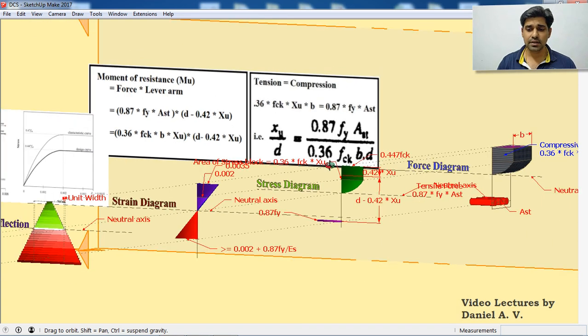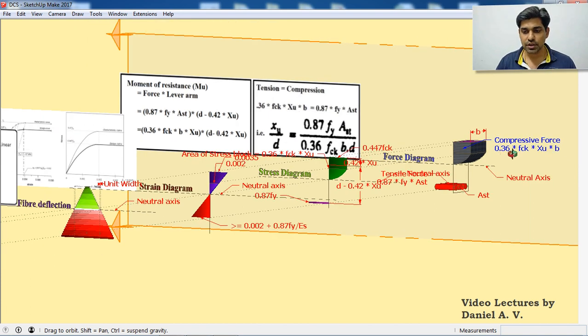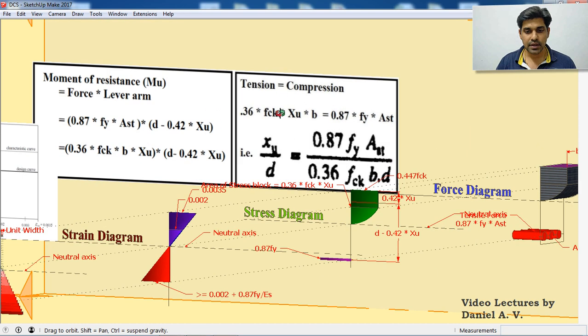So first we know that this is a system which is in equilibrium. If a system is in equilibrium, every part of the system will be in equilibrium. Now we have two forces, one is a compressive force, other one is a tensile force, which are basically opposite to each other. So if the system has to be in equilibrium, I can equate tension and compression. The compression is 0.36 FCK XU B, and the tension is 0.87 Fy AST. Just equate this and I can get the value of XU, which is basically my neutral axis depth.